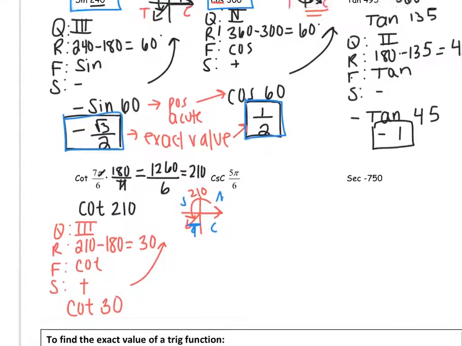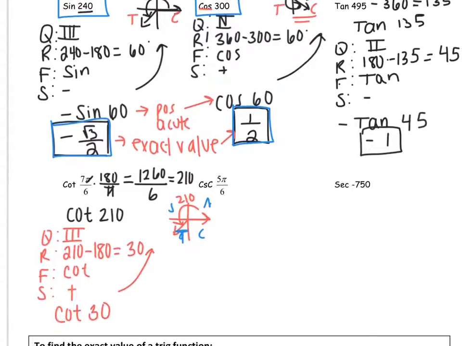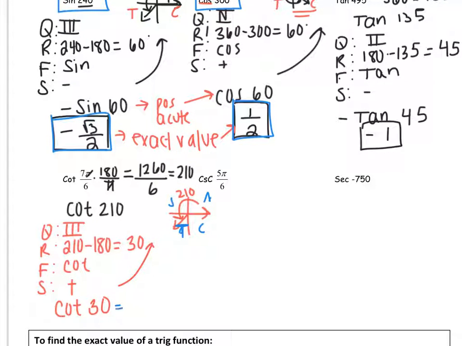Now this chart up here does not have cotangent, but it has tangent. So if I know tangent of 30, how could I figure out cotangent of 30? Well, you just have to flip it, because they're reciprocals. So if tangent of 30 is rad 3 over 3, then cotangent of 30 is 3 over rad 3. You just have to flip it. But we can't have a radical in the bottom of a fraction, so we have to rationalize it. So this becomes 3 rad 3 over 3. These cancel. You just get rad 3.